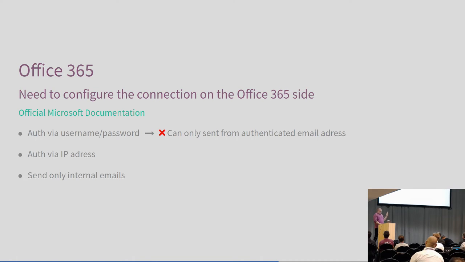So you can authenticate with the IP address. You cannot use this authentication method either, because on the Odoo SaaS, multiple databases run behind the same IP address. If you use this authentication method, every database on the same server will be able to send email through your Office 365 account. So you cannot use this one.